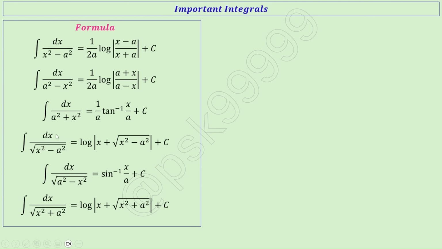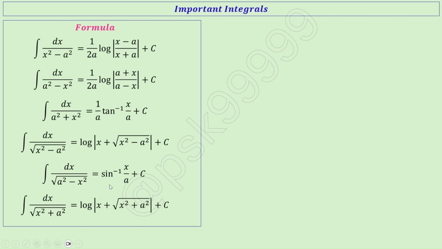And these are some of the important integrals which you should remember. The best way to remember is to solve them yourself. If you solve them yourself, you will remember them. These are all important, and we will do one exercise based on this. So I'll take just one of them.